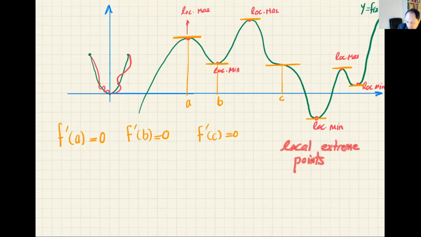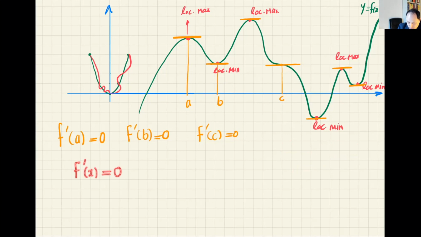Okay, when I say extreme, I mean either maximum or minimum. That is a short way of saying maximum or minimum. So when I take the derivative of my function and equate it to 0, I will get a set of numbers. The problem is that these numbers are just candidates for local extreme points. Yes, because some of them are fake ones.